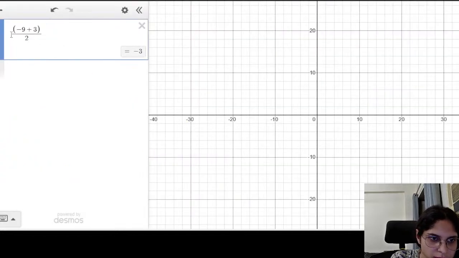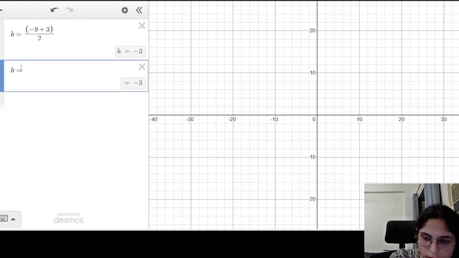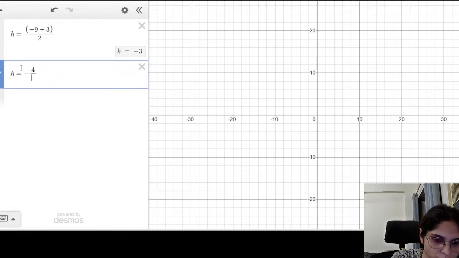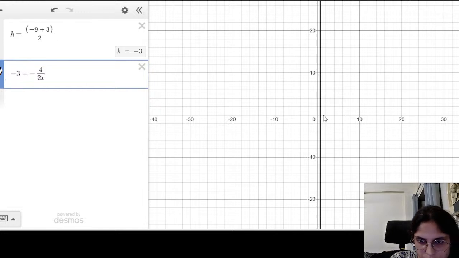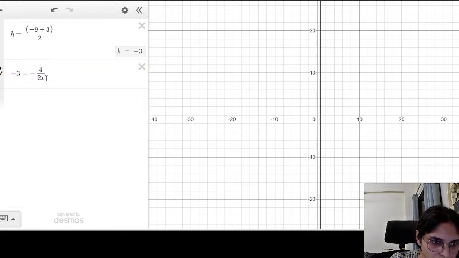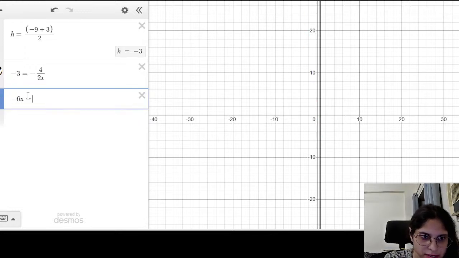Otherwise you can just make that this is equal to h, and then you have h equals negative 4 divided by 2a or 2x. Cross multiply. So negative 6x equals negative 4. Now you will be able to see the value is 0.667. It is not greater than or equal to 1. Alright.